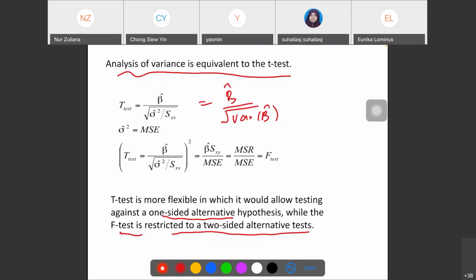Either you want to use F-test, ANOVA approach, or T-test. But if you want to test whether this one has a positive linear or negative linear, which is a one-sided test, you need to use only T-test. Dia tak boleh pakai F-test. F-test is only for linearity, for two-sided saja. Okay, kalau two-sided, you can use either F-test ataupun T-test. But T-test, dia lebih fleksibel, dia can handle two-sided and also one-sided test. Itu perbezaan dia.